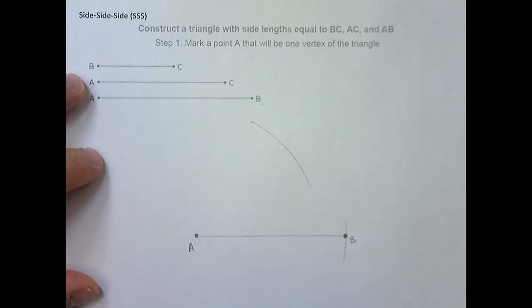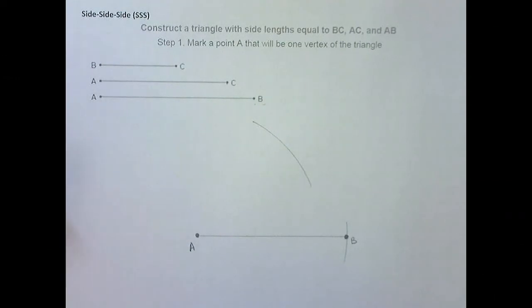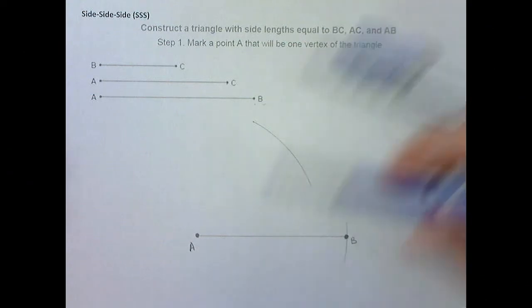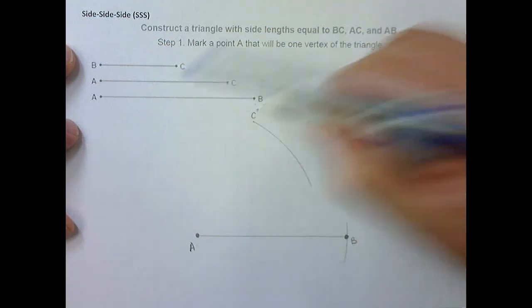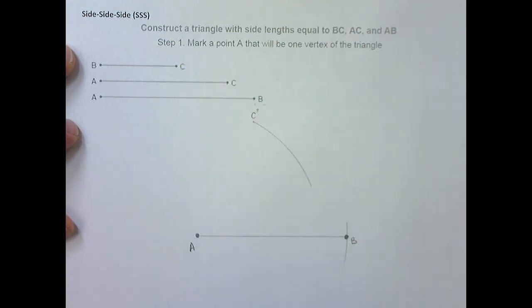Okay, so that's the second part. So recap: step 1, create AB. Step 2, put a big arc because C is going to be somewhere on that arc. Okay, C is going to be somewhere on there. We don't know where yet.